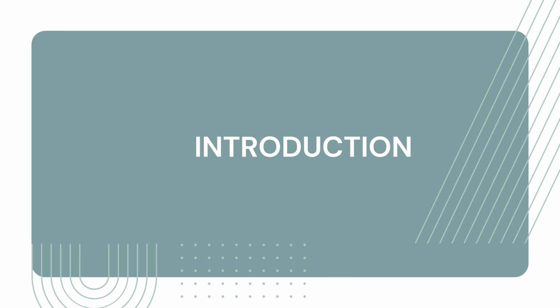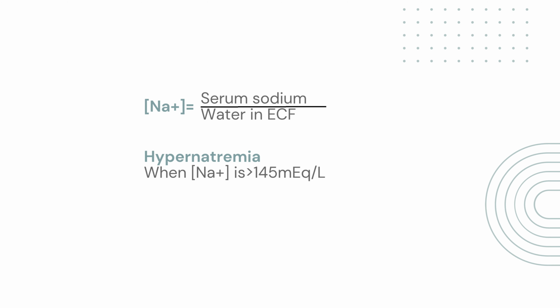So let's start. The concentration of sodium in our plasma is the ratio between serum sodium and water in the extracellular fluid. We call it hypernatremia when the serum sodium level is more than 145 milliequivalents per liter.